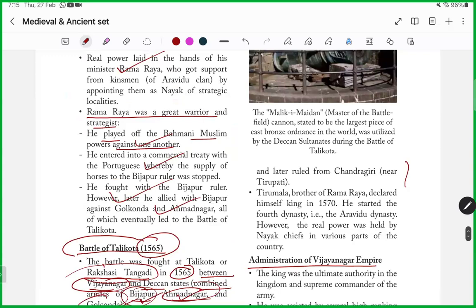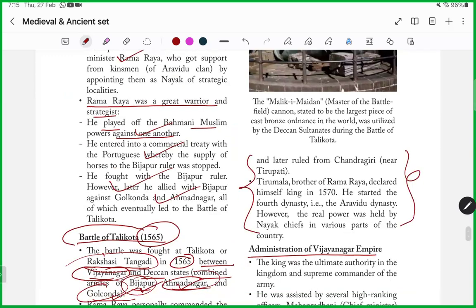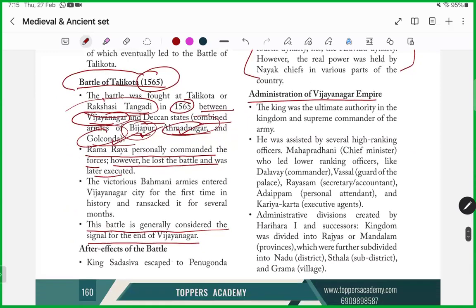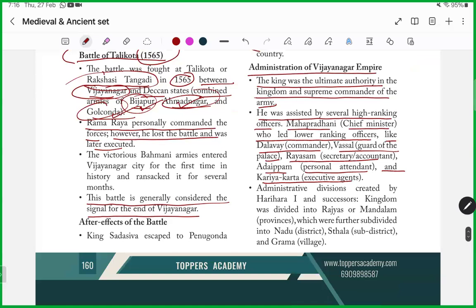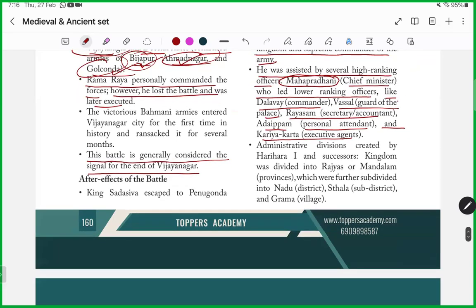We cannot discuss everything in detail, so when you get the book, try to study it. The administration of the Vijayanagar Empire is very important from the exam point of view. The king was the ultimate authority in the kingdom and supreme commander of the army. He was assisted by several high-ranking officers, the Mahapradhani, who is the chief minister, who led lower-ranking officers like Dalavayi, commander; Vassal, guard of the palace; Rayasam, secretary; Karanam, accountant; Adaippam, personal attendant; and Karyakarta, executive agents. The only thing to remember is Mahapradhani, which means the chief minister.